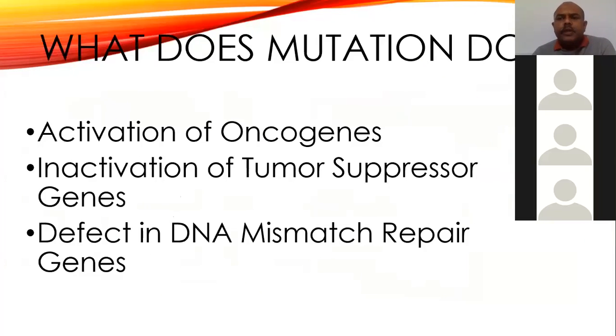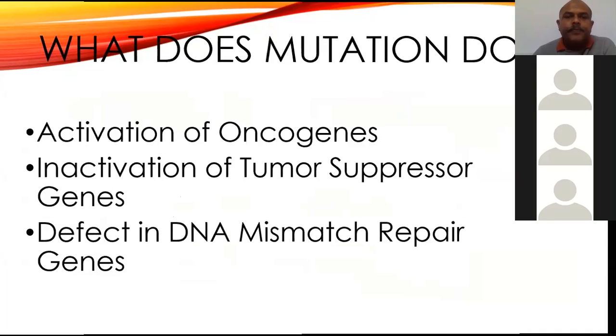So once this mutation occurs, what does it do? Several times a mutation does not cause much change, it just remains. But in some instances, it can lead to certain changes in the cell functioning. It can activate oncogenes which promote cancer cell growth. It can inactivate tumor suppressor genes which suppress cancer growth, or it can result in damage to the DNA mismatch repair genes, which may lead to cancer again. We'll see this in more detail.